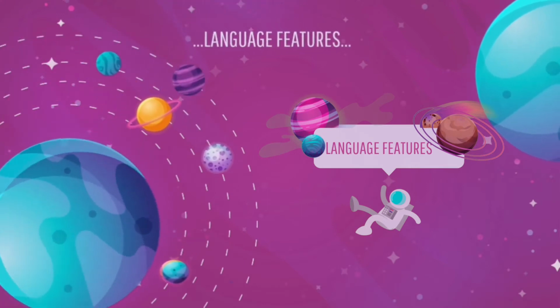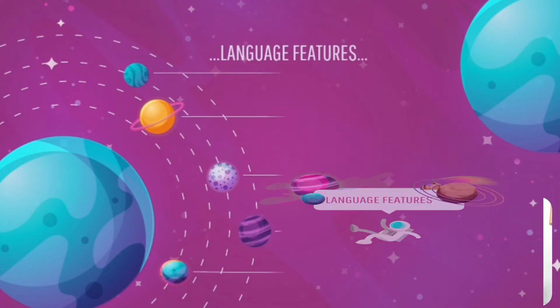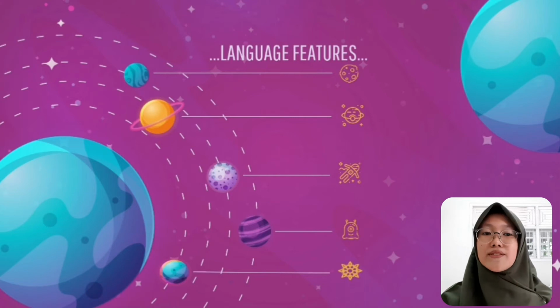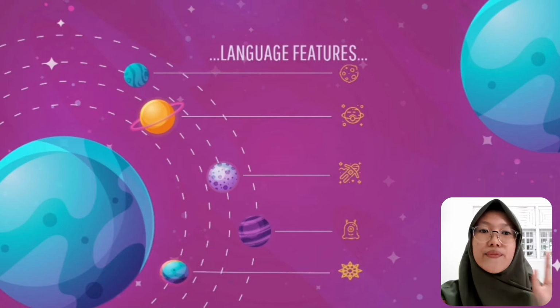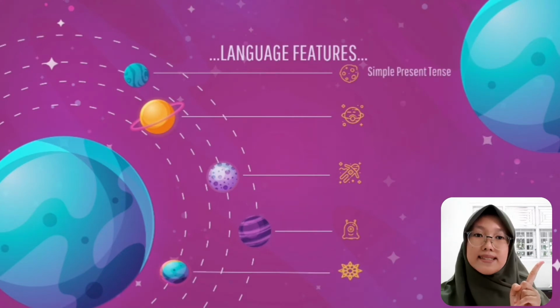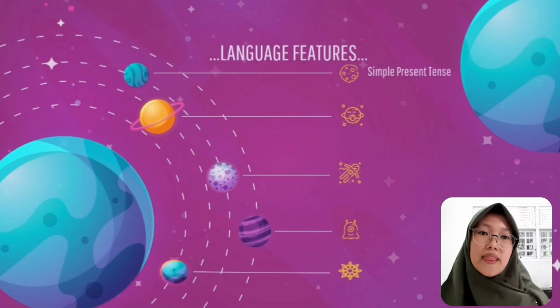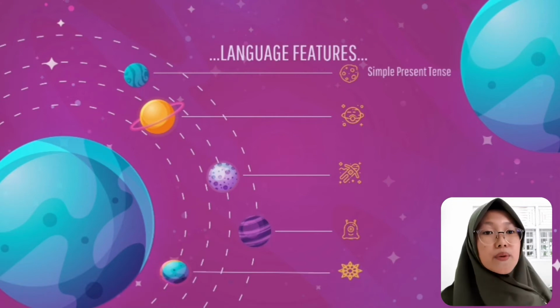Alright everybody, let's just arrive at the language features starship. Let's check it. So in here, I'm in charge of explaining the language features of an explanation text. There are 5 language features of an explanation text. The first one is simple present tense. This is used to describe habits, unchanging situations, general truths, and also fixed arrangements. The verb used in here is the basic form of verb.